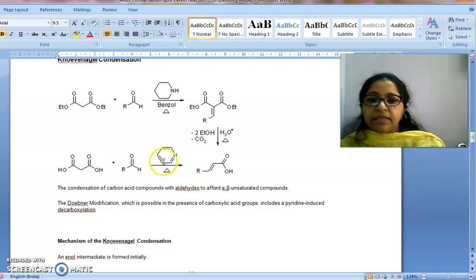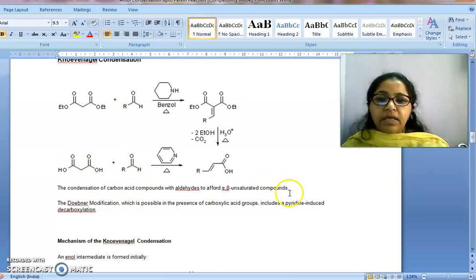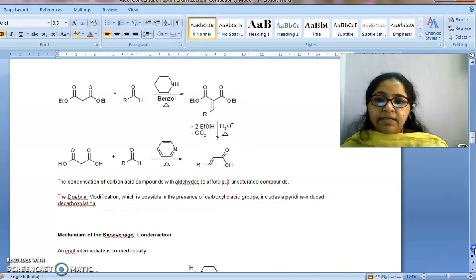Okay, pyridine, and this pyridine will form two molecules. One is the same that is coming out, and we are getting an acid. Okay, so here the compound that is forming is an alpha beta unsaturated compound, that is an acid. So this is an acid and this is the alpha beta unsaturated product. Okay, let us see the mechanism.